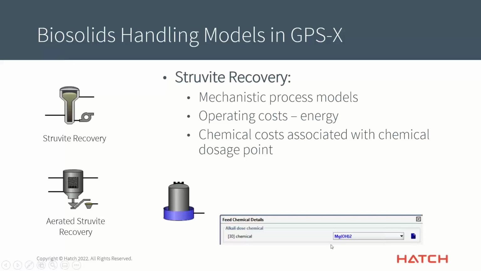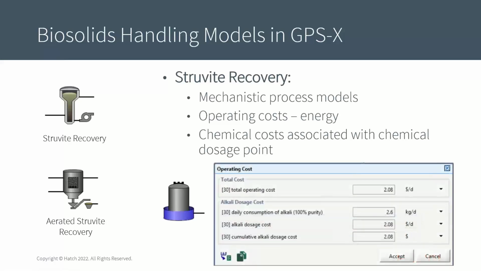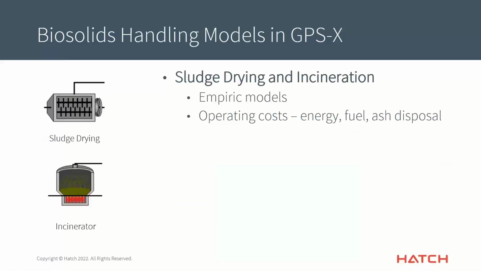So just wanted to make sure that that was clear, that your chemical costs are associated with the chemical dosage point. And then just like everything else, just like the energy ones, you specify a cost of that particular chemical. Last version of GPS-X, we updated all of our costs so they were up to the present, as we usually do. And then here you can see, for example, the alkali dosage cost, $2 a day for this little plant exercise that I was running yesterday.